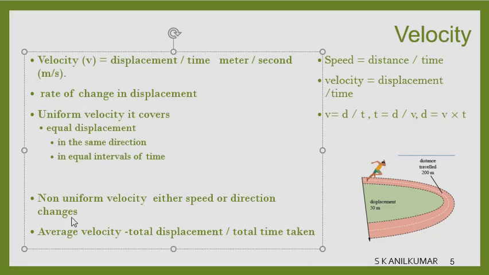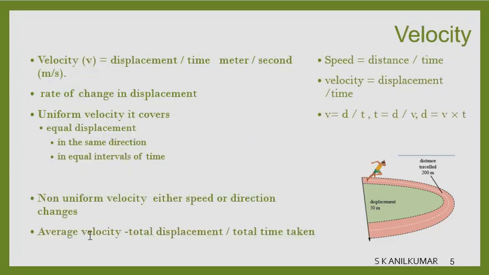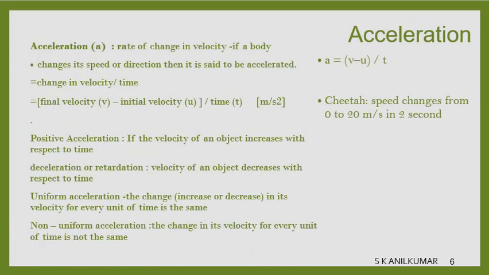Right? Now, what is average velocity? If there is something called uniform and something called non-uniform, then we normally depend upon average velocity: total displacement by total time taken. Average speed is total distance by total time taken to cover the total distance. Total displacement by total time taken is the average velocity.